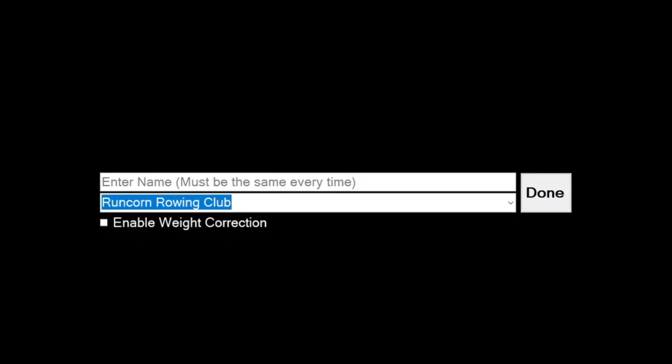Once you have started the application, you can enter your name without anything other than spaces and letters, and club. If it's not shown, you can select it from the list or enter it manually. You may also enter a weight correction factor. However, this is not enabled by default for all events. Once you're ready, you can click Done.